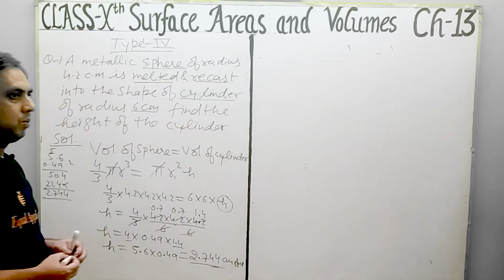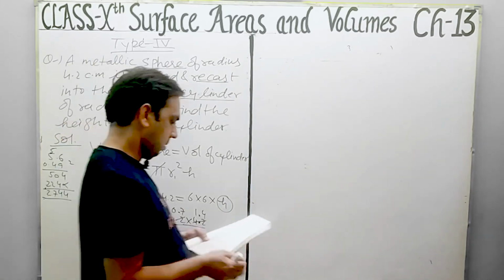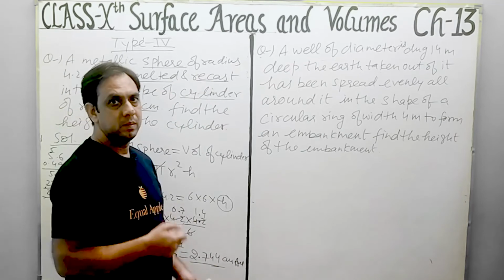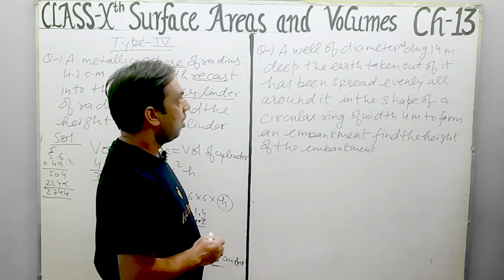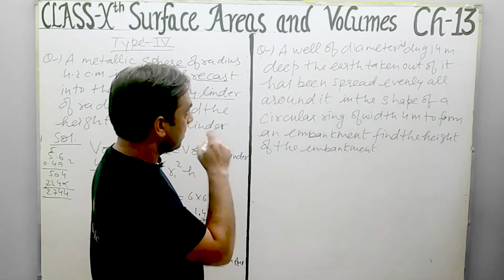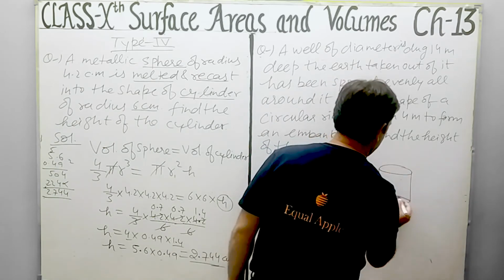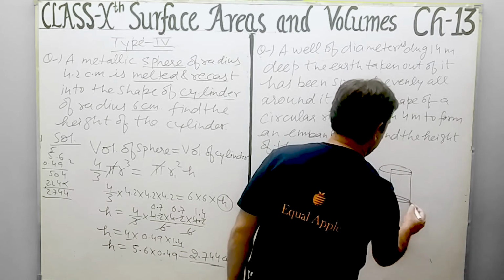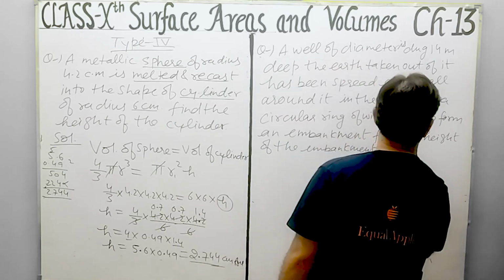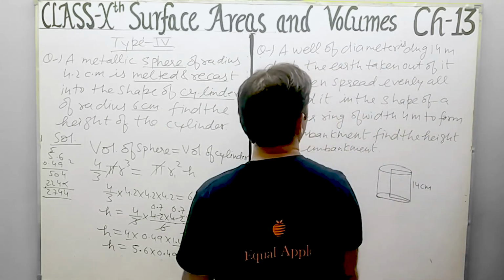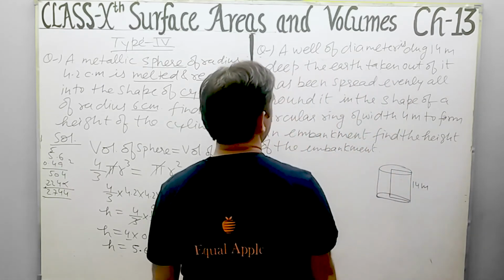Now we will come to the next question. Next question is a well. In this question you can see a well of diameter 3 meter is dug 14 meter deep. A well is of cylindrical shape. It is dug 40 meter deep, and earth is taken out.